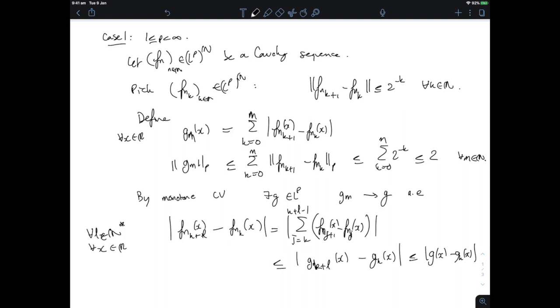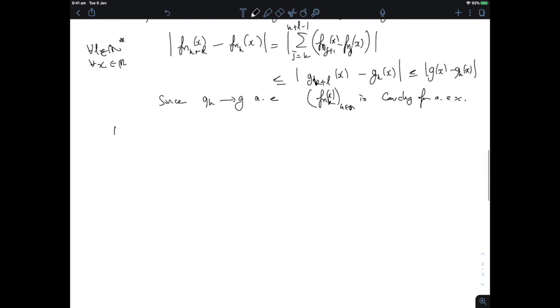And so since G_k tends to G almost everywhere, f_{n_k} has to converge almost everywhere. So f_{n_k}(x), let's put it this way, is Cauchy for almost every x. So it has a limit, and let's call the limit f. Let f of x equal the limit of f_{n_k}(x) as k goes to infinity for almost every x. All right, and now I'm claiming that this is actually the limit of the f_n's in L^p.